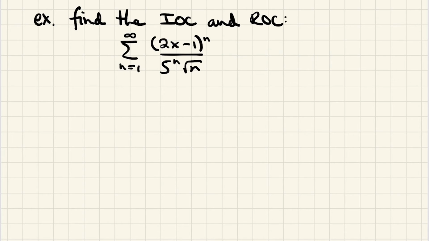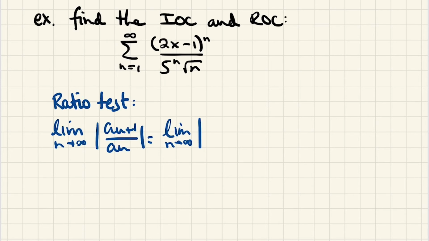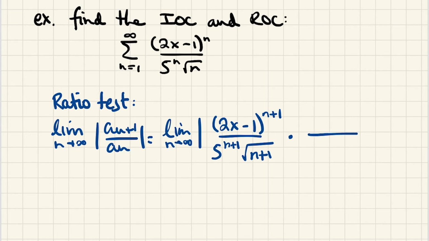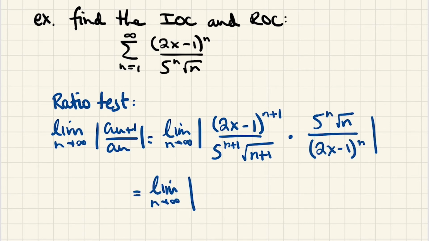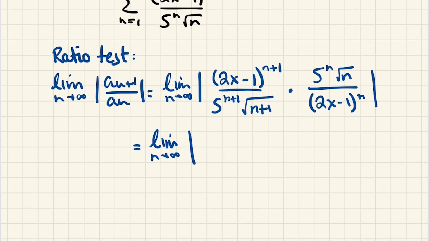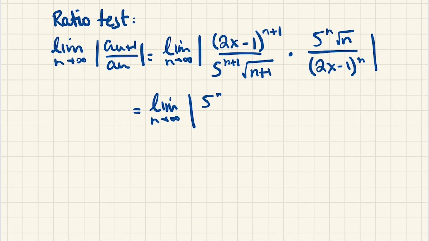Okay, to actually find the IOC, we're going to, of course, apply the ratio test. So that would be all of this stuff with n replaced by n plus 1 and multiplied by the reciprocal of a_n, so that would be just this. Okay, and let's line everything up with its friend. So for instance, we have 5 to the n over 5 to the n plus 1, root n over root n plus 1, and this thing over that thing.